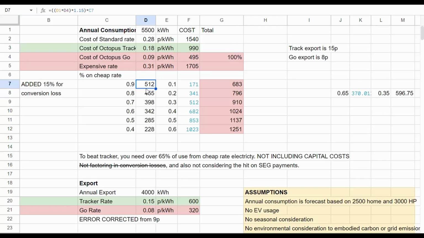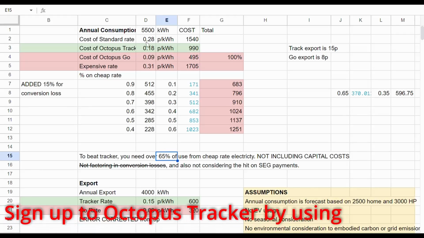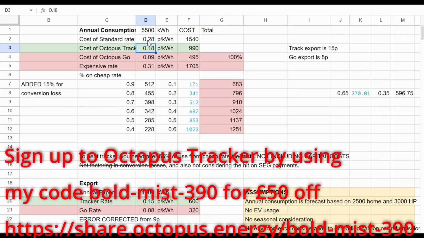Now, there was a little bit of debate, as I can see. Some people were quite adamant that the conversion loss was 10%, others saying 20%. I've done a little bit of research and I've just decided to split the difference at 15%. Anyway, that is probably the biggest thing that shifts the figures. And as you can see now, you need to use over 65% from cheap rate electricity if you're comparing Octopus Go to Octopus Tracker.